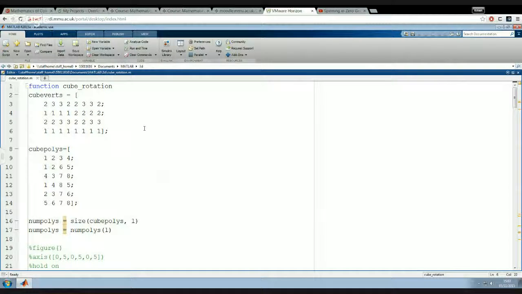So that's my cube. What is cube polys? You see, cube verts just specifies those 8 vertices of the cube. Cube polys specifies each of the faces of the cube. How many faces does a cube have?